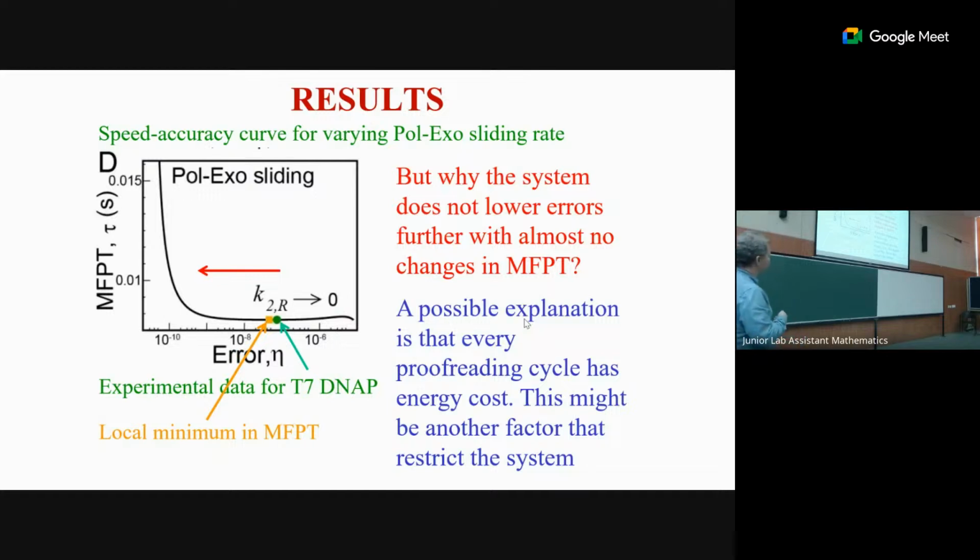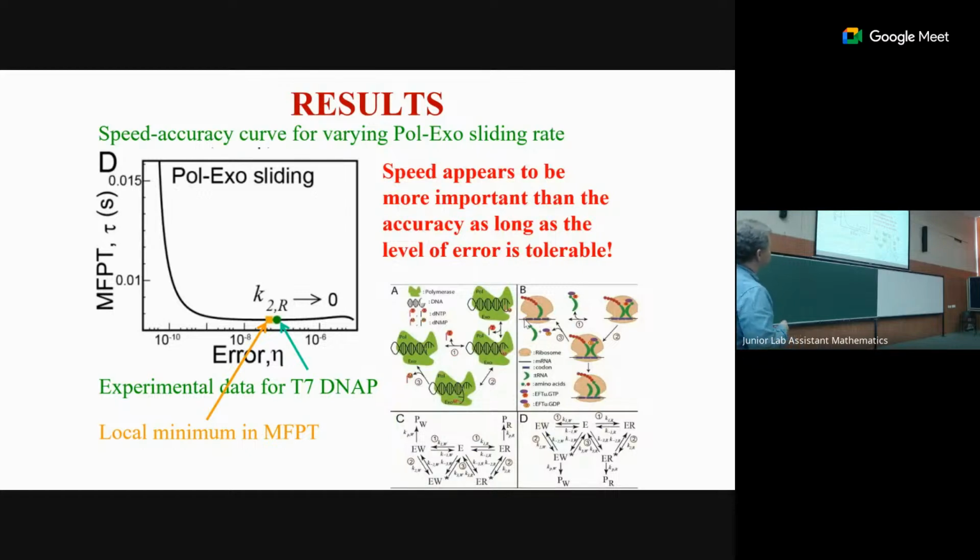And then you look at this graph, you can say, okay, good. So the experimental systems are quite fast, but why is evolution not trying to move the system in this direction, where you still could be fast and simultaneously also be precise? And the possible explanation, we will come back to this, is probably energy consumption. Okay, so it appears that speed is more important than accuracy as long as the level of error is tolerable. So speed seems to be more important as long as the level of accuracy is tolerable. So that's what it is here.